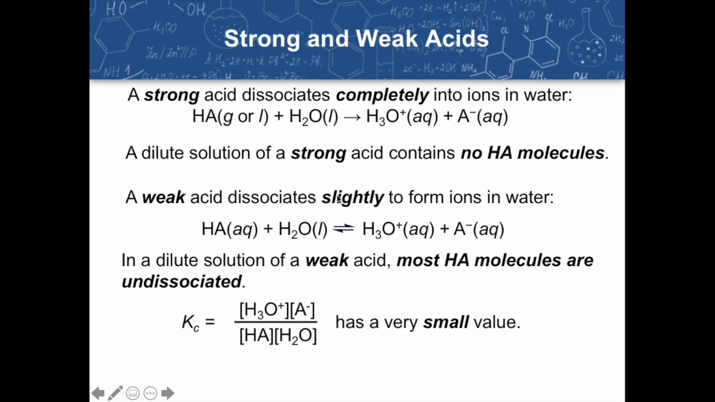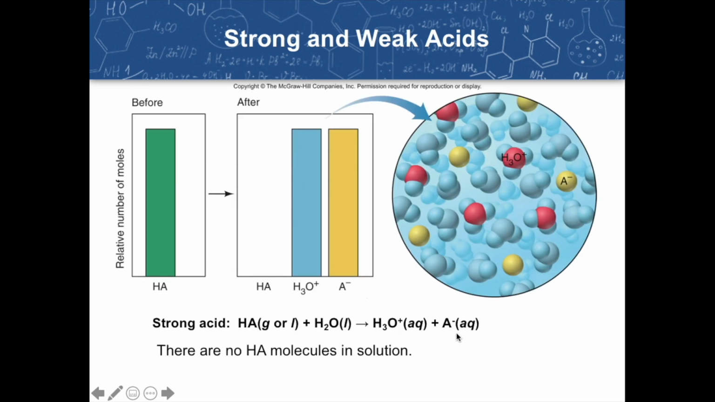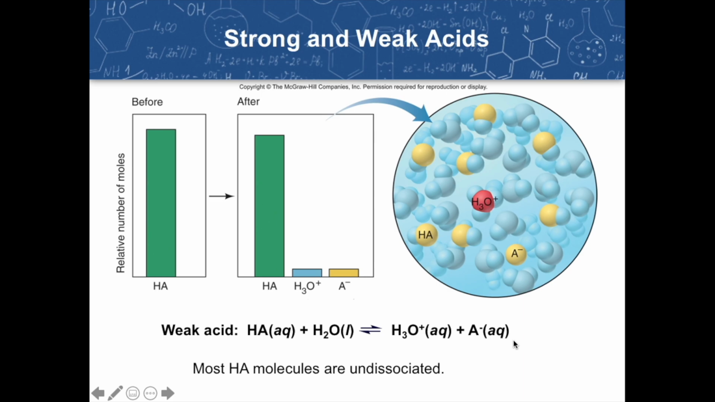While a weak acid dissociates slightly to form ions in water. So in a dilute solution of a weak acid, most HA molecules are undissociated. Recall that K sub C is equal to the concentration of hydronium ions and the concentration of the base over the concentration of the reactants, which has a very small value. As you can see here, there are no HA molecules in the solution after the reaction if there is a strong acid, while in the weak acid, HA is not completely dissociated.